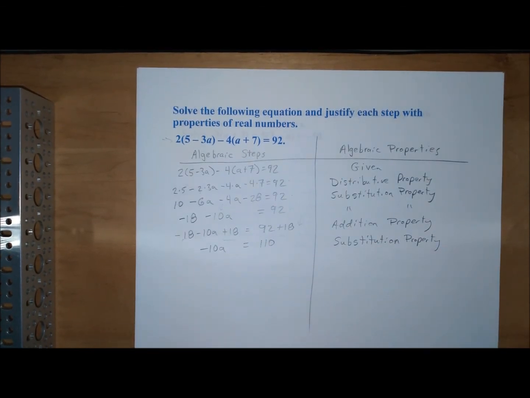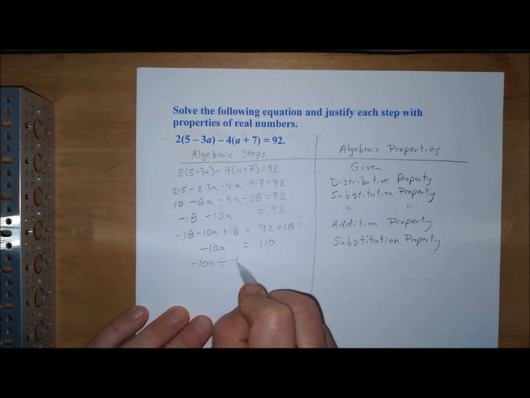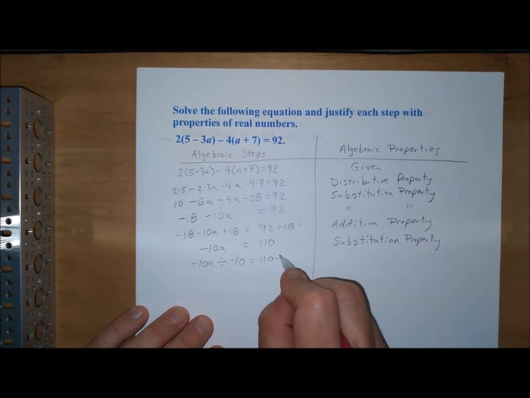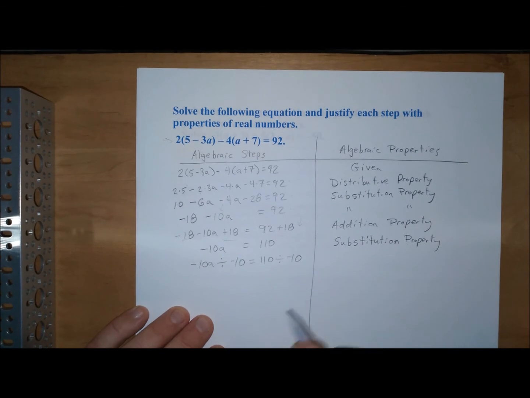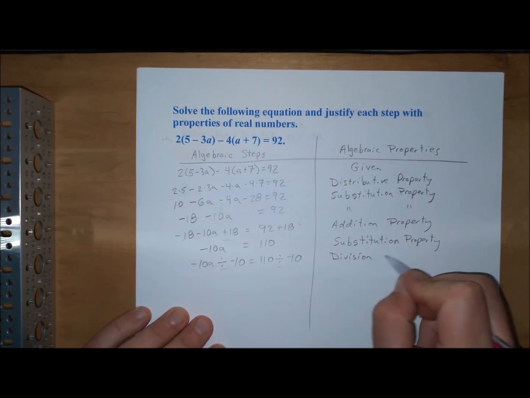Good. Now, excuse me, I'm going to divide both sides by negative 10. So I'm going to say negative 10a divided by negative 10 equals 110 divided by negative 10. What did I do to go from here to here? I used our division property of equality. Okay?